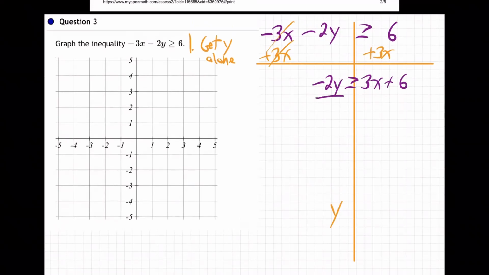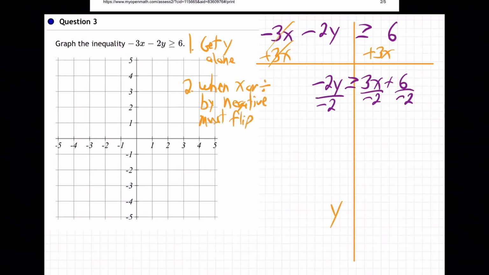I've got to divide by -2. Now, I don't know if you remember, it's been a while. Let me write it for you. Whenever we multiply or divide by a negative, we must flip the symbol. You must flip the symbol whenever you multiply or divide by a negative.